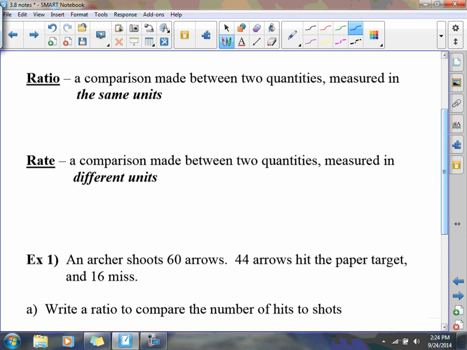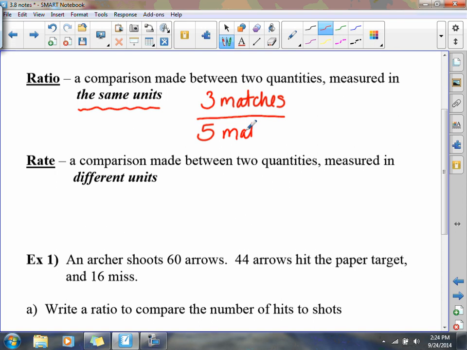A ratio is a comparison made between two quantities measured in the same units. So you're comparing apples to apples, the number of tennis matches to tennis matches. So you might have won 3 matches for every 5 matches that you played. Okay, so the units have to be the same.